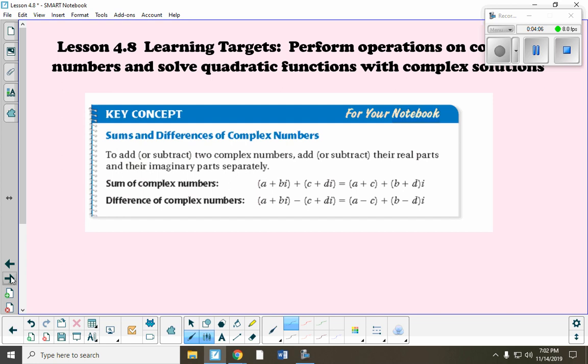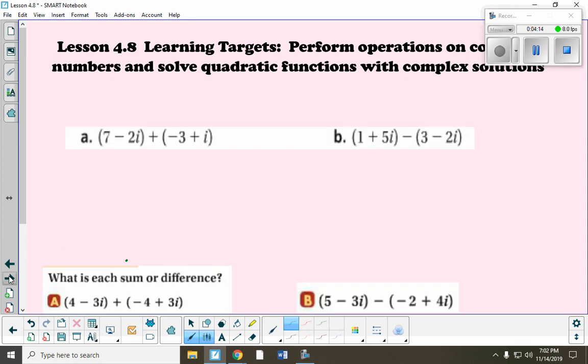Now, let's look at the sums and differences of complex numbers. Basically, when you add complex numbers or subtract them, it's just like adding like terms. You're combining like terms with variables. So 7 minus 2i plus -3 plus i. What we do is we add the real part. So 7 plus a -3 would be 4. And then we add the imaginary part. So -2i plus 1i would be a -1i. So it's just like adding like terms.